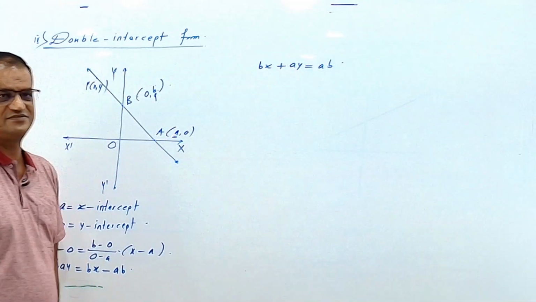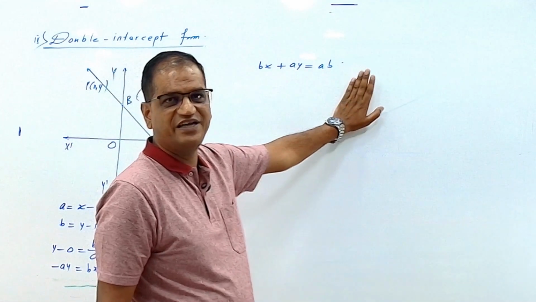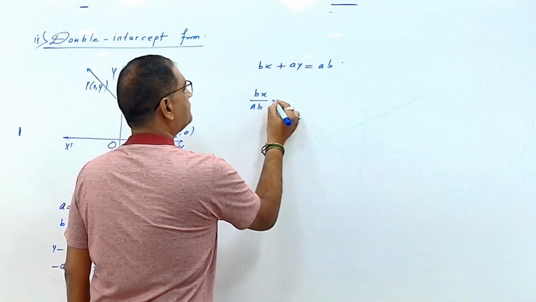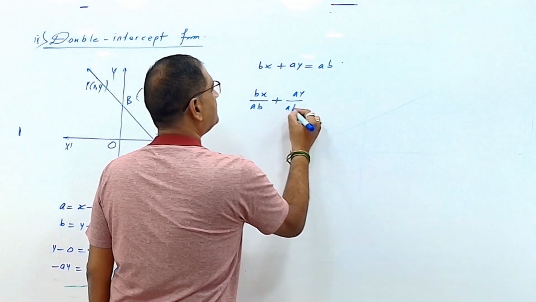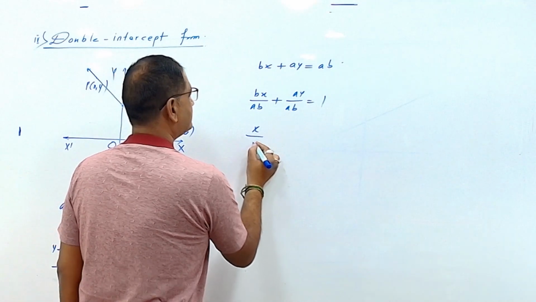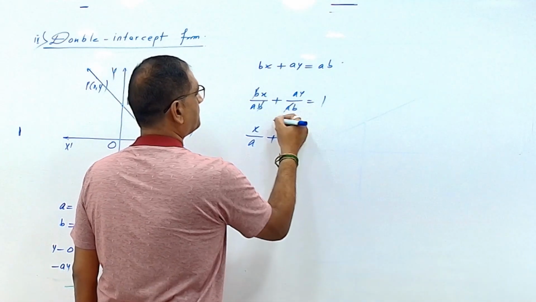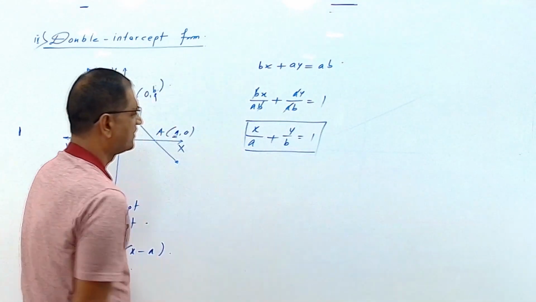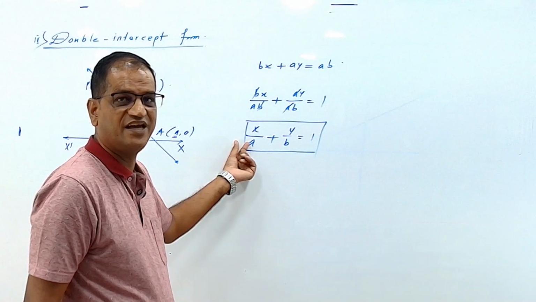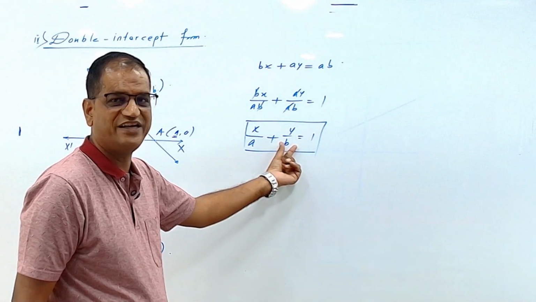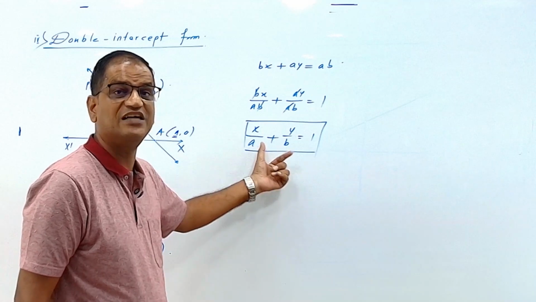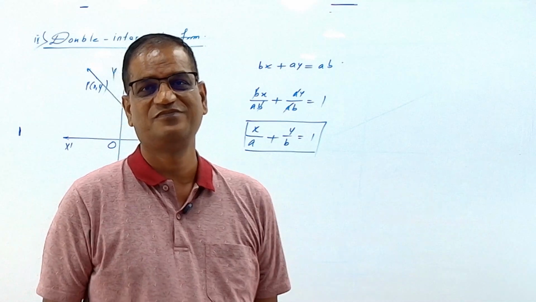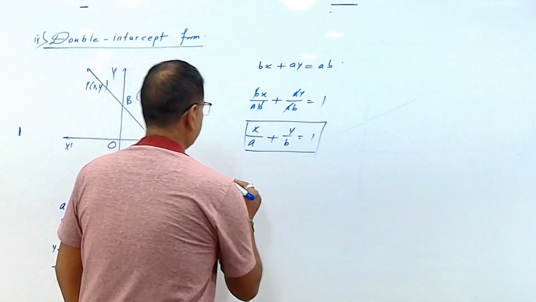Do you agree with this? Can you divide every term by ab? So what this becomes? bx by ab, ay by ab equal to 1. So is it same as x by a plus y by b equal to 1? Yes. So what is a here? X intercept. What is b here? Y intercept. So x upon x intercept plus y upon y intercept equal to 1 is known as double intercept form, right?